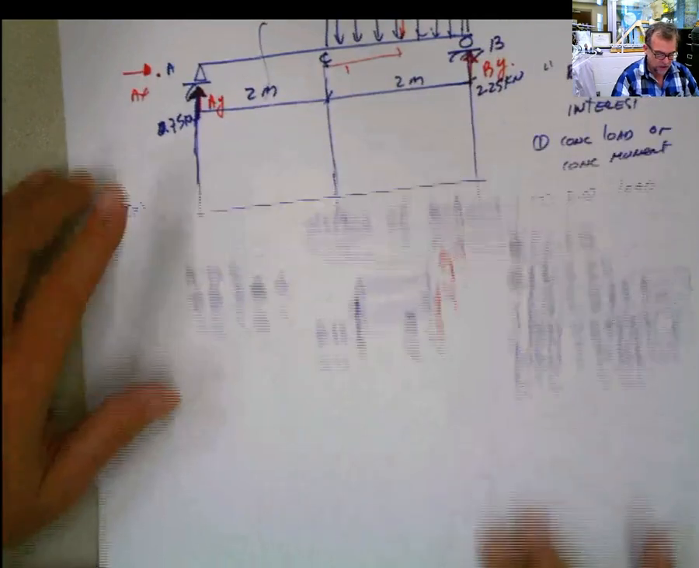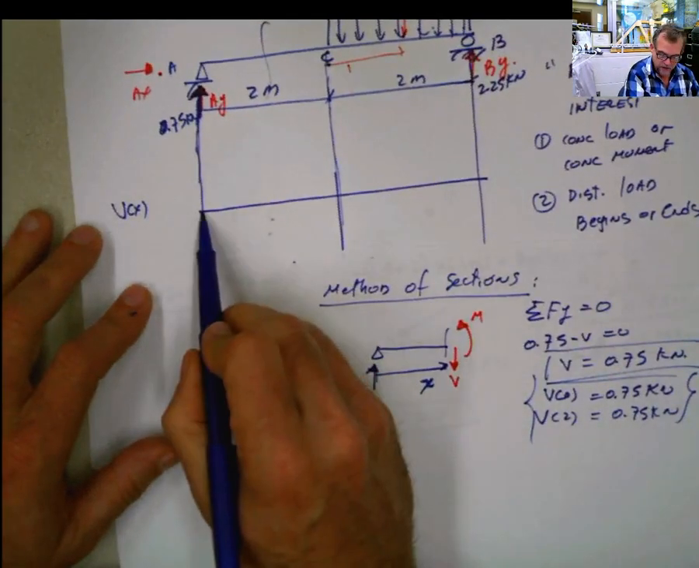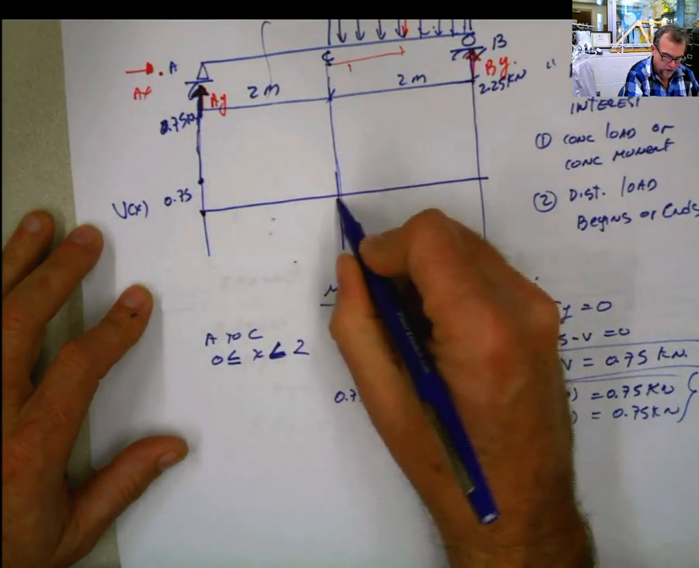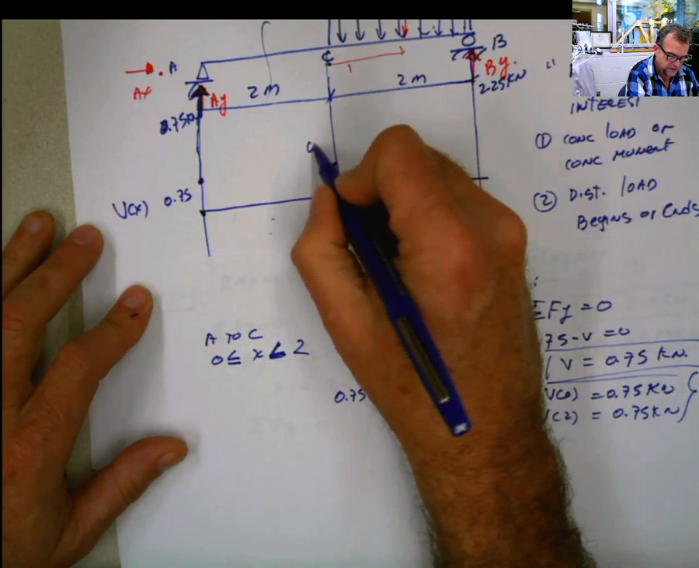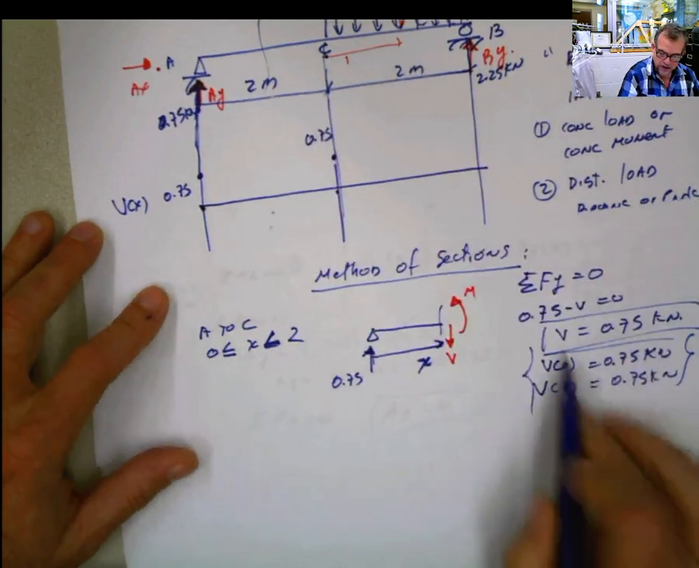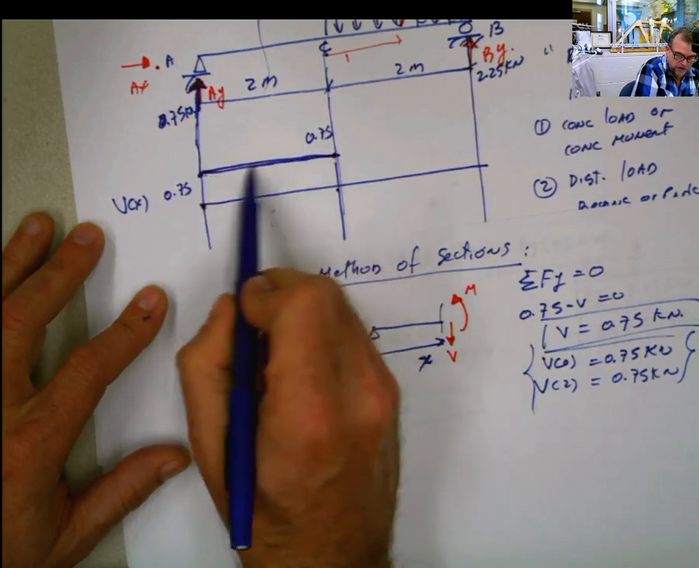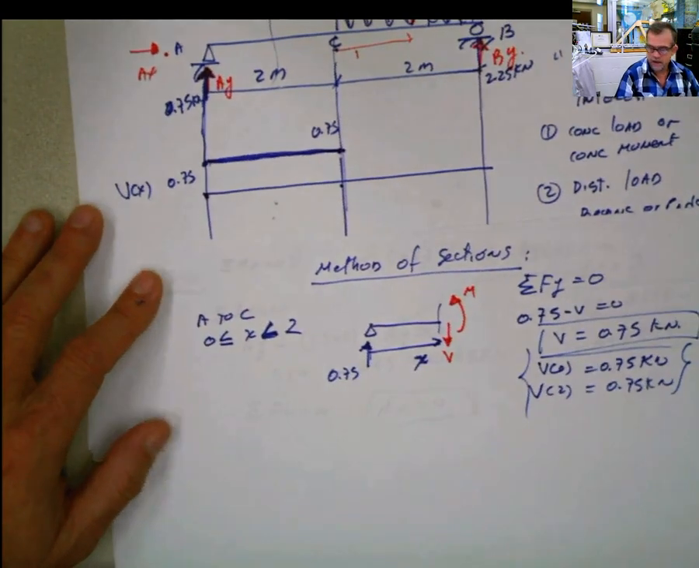Then I go to my diagram, and I say, oh, at 0, it's 0.75. At 2, it's 0.75. And because this is a constant, what I'm gonna have here is the equation of a horizontal line, like that.